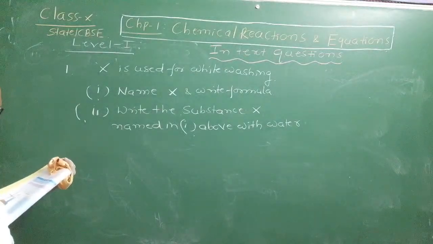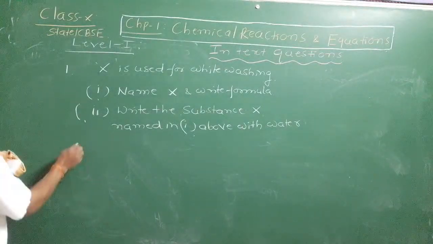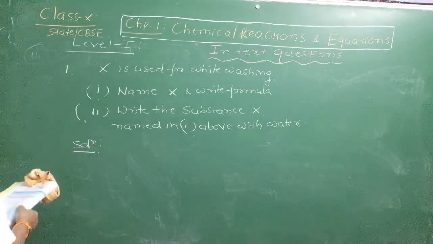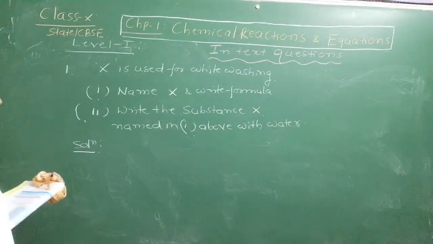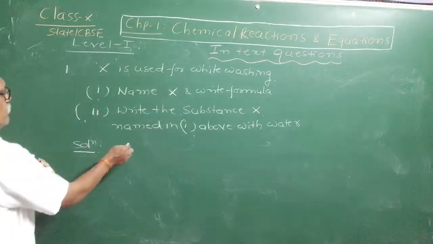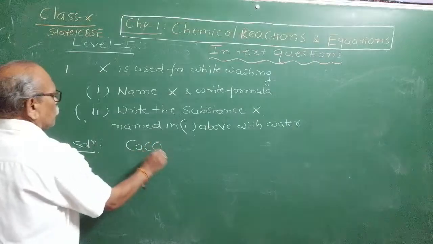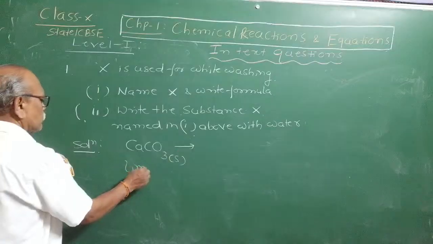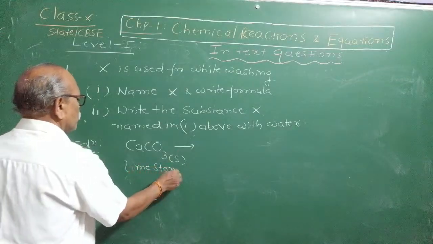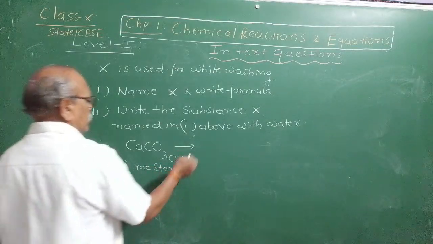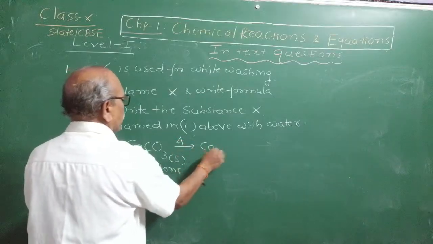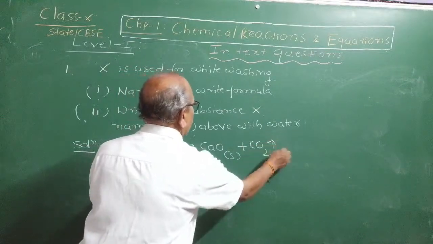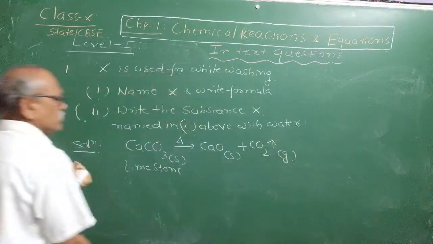A solution of a substance X is used for whitewashing. Can you tell me? Look here. Generally, you studied a decomposition reaction. I will give some background to understand this reaction. Generally, this is limestone, calcium carbonate solid. This is limestone, right? I told you there also. When heated, it will decompose, forming calcium oxide solid, liberating carbon dioxide gas, right?